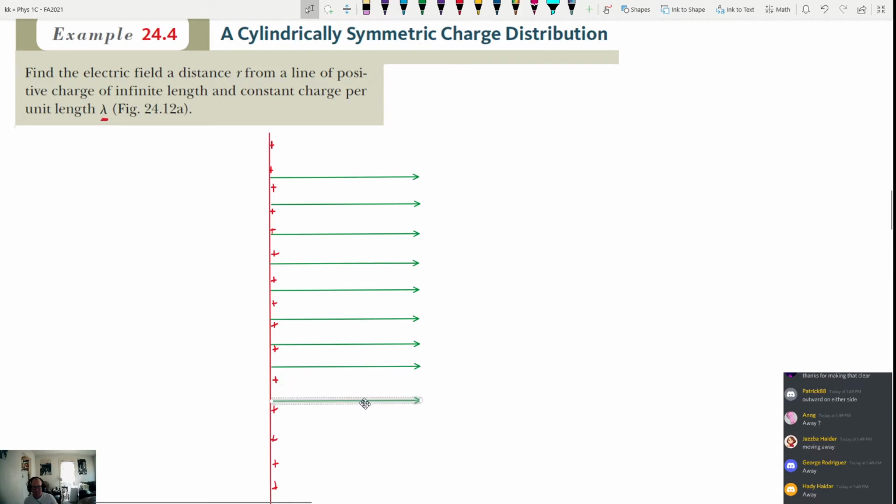Okay, now these field lines are going to continue forever. So if I really want to, what I would need to do is somehow select all of these without selecting the positive signs. I don't think I can really do it. Yeah, I can't really do it.